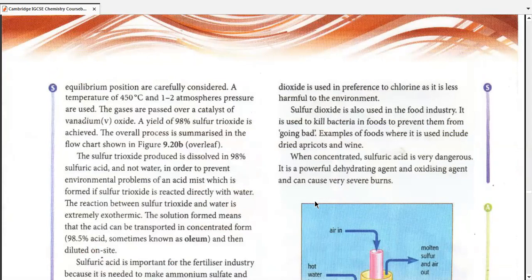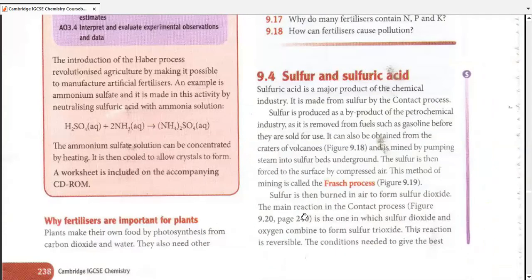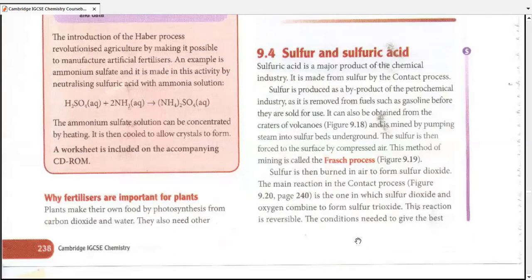So what we are going to do is to go through the entire process without going through the equations, and then once again I'll go through the equations and repeat the process as well. That way the process would be repeated twice. Okay? So the main reaction in the contact process is the one in which sulfur dioxide combines with oxygen to form sulfur trioxide. This reaction is reversible, and we have studied this reaction back in chapter number 7 by the name of contact process. In that process, we reacted sulfur dioxide with oxygen to form sulfur trioxide.